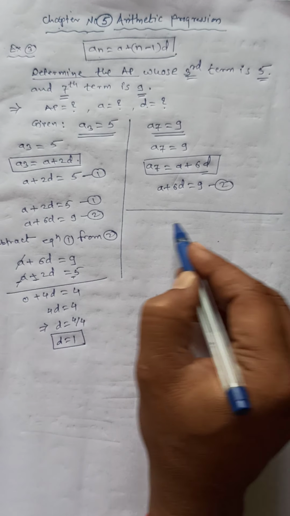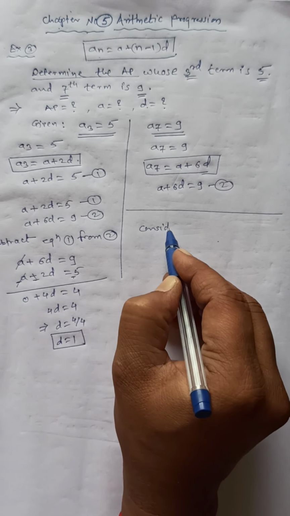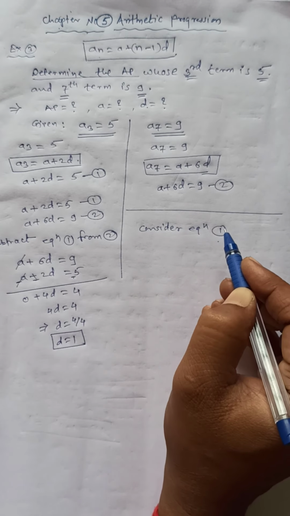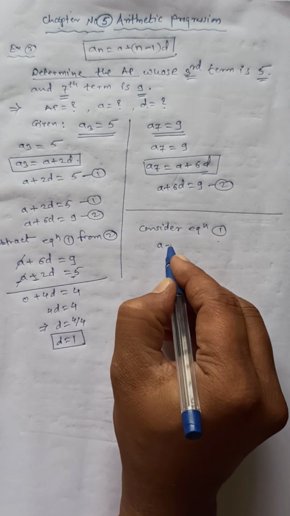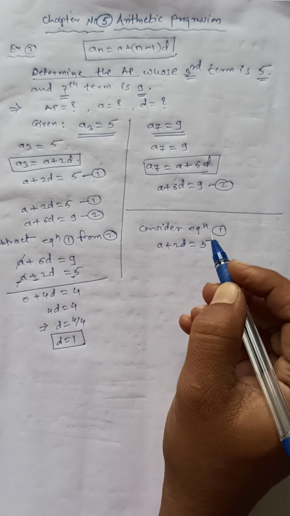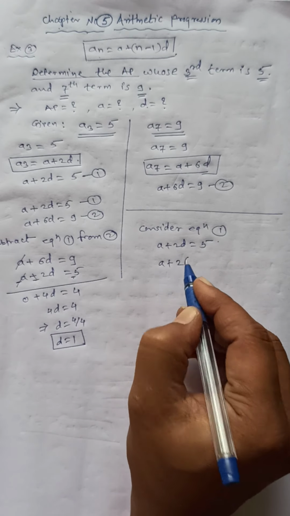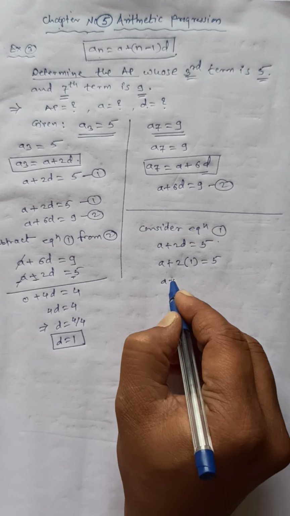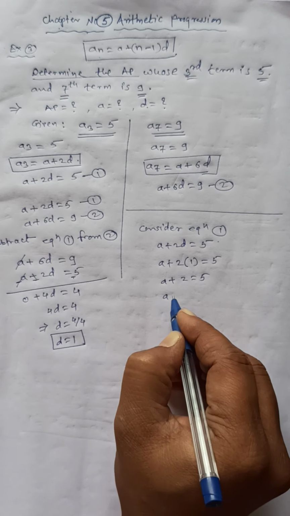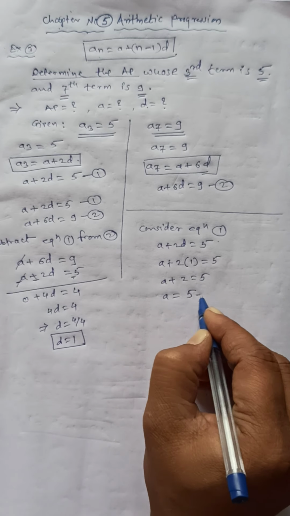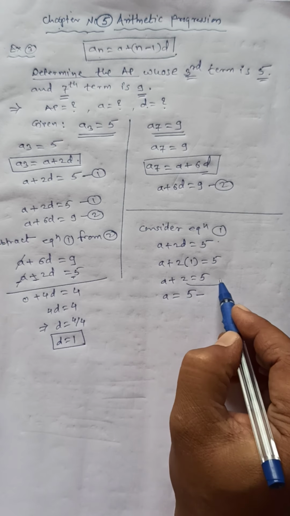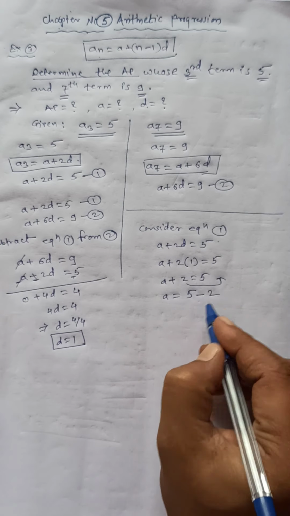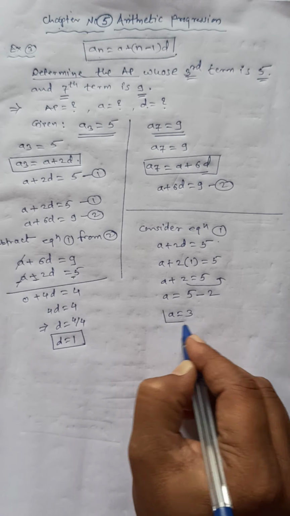So let us consider equation 1. a plus 2d is equal to 5, so a plus 2 into, what is the value of d? 1, is equal to 5. a plus 2 is equal to 5. a is equal to 5 minus 2, because if this 2 goes to this side, it will be minus. a is equal to 3.